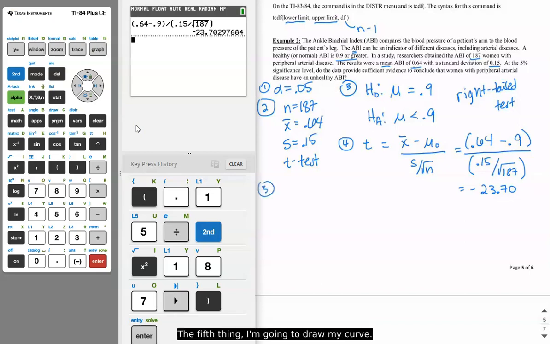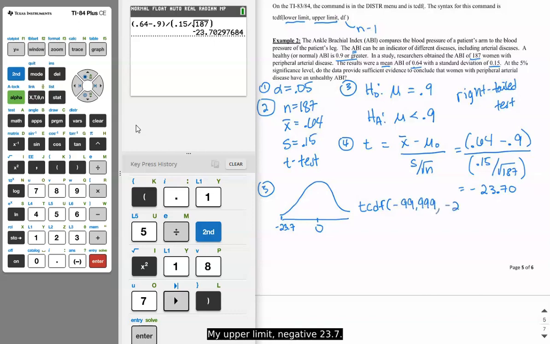So the fifth thing, draw my curve. Negative 23 is way, way out here, and this little thing, negative 23.7, because 0 is right here. So I'm going to have tcdf. The lower limit is negative 99,999, my upper limit is negative 23.7. And now my degrees of freedom. Remember, degrees of freedom are n minus 1. Our sample size was 187, so my degrees of freedom would be 186.